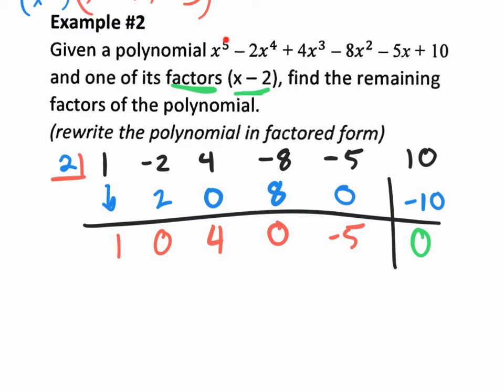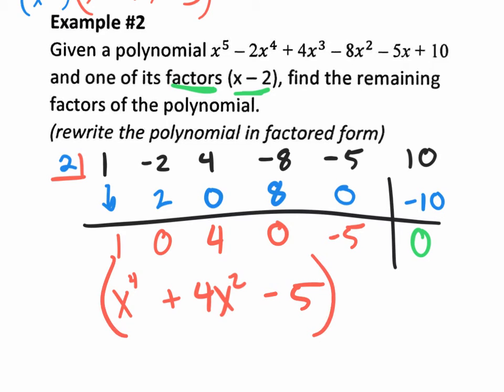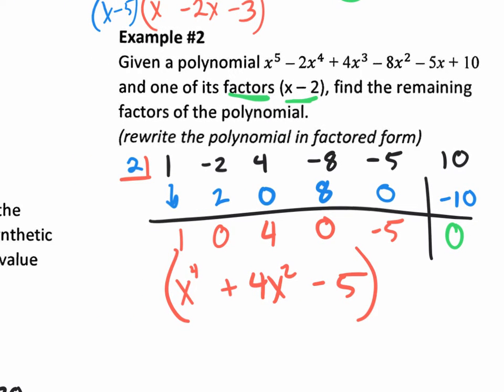It's depressed because it used to have this strong power of 5, and now it became a power of 4. So let's rewrite our depressed polynomial. It's 1x to the 4th plus 0x cubed, I'm not even going to write it, plus 4x squared plus 0x, I'm not even going to write it, minus 5. There's your depressed polynomial. Now, of course, if you want, you could put this factor that they gave you, x minus 2, right here in the front. The question is, could we factor this further?